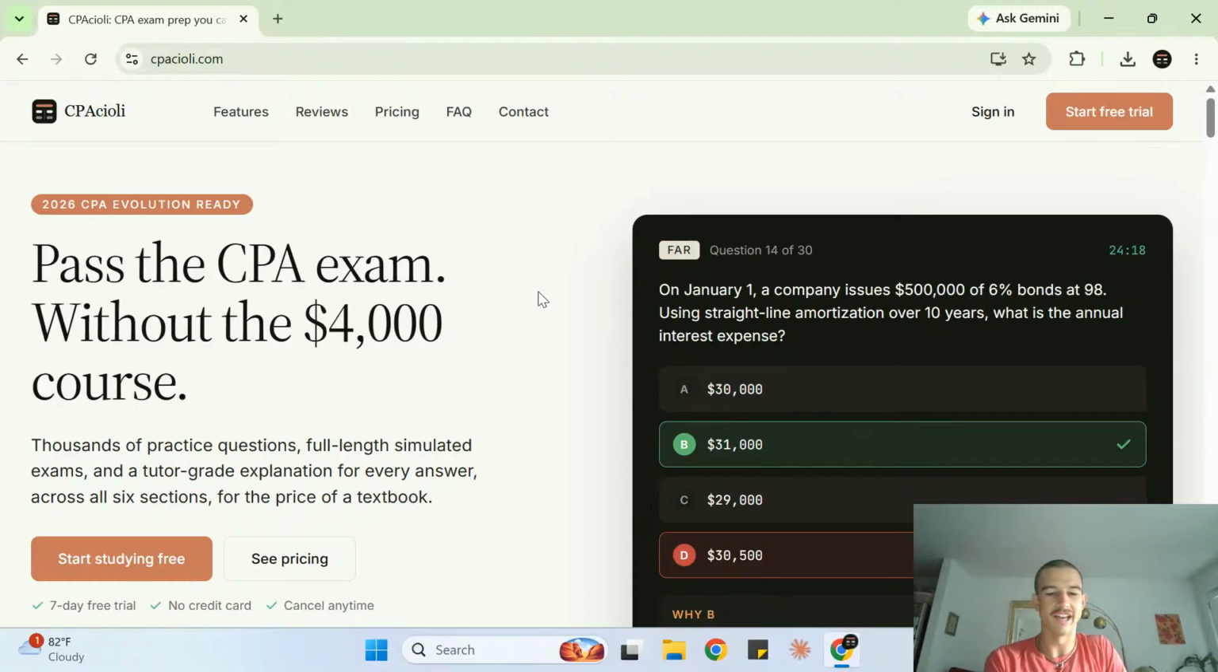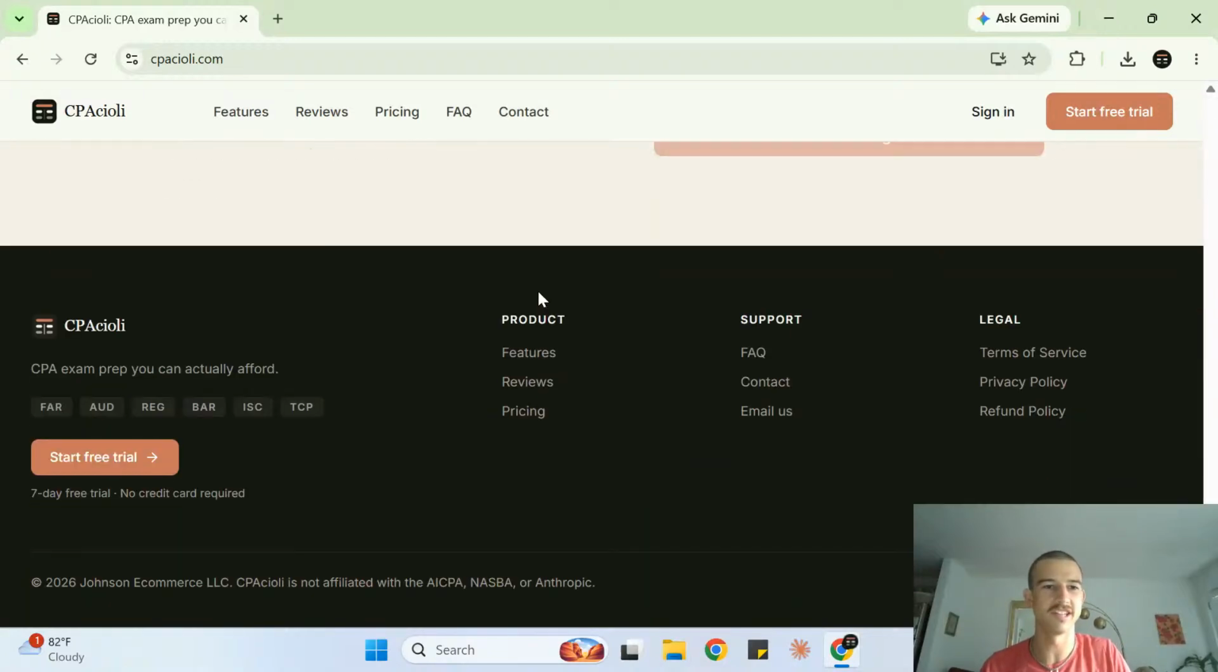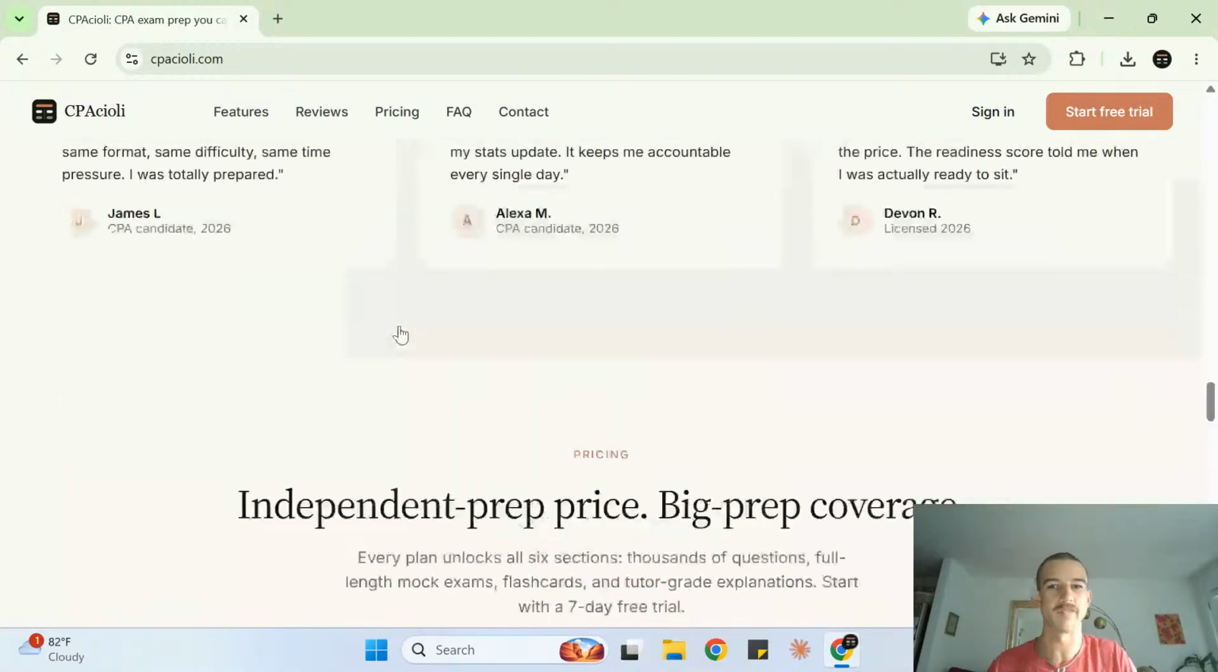This is day 9, session 9 of studying for the FAR section of the CPA exam using the tool I've created called CPAcioli. Here it is. The mission statement is CPA Exam Prep you can actually afford.